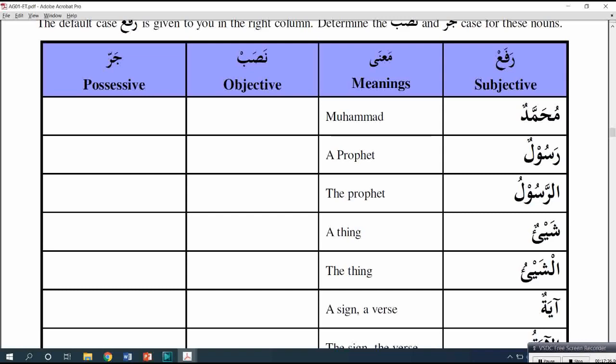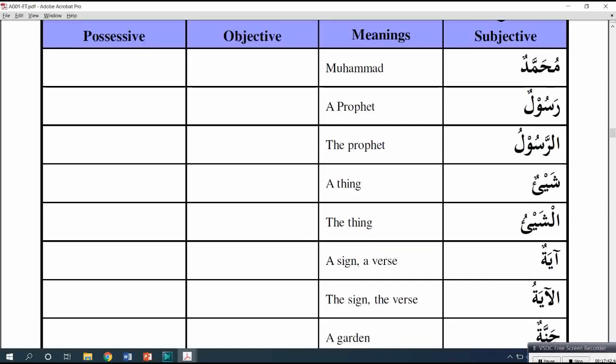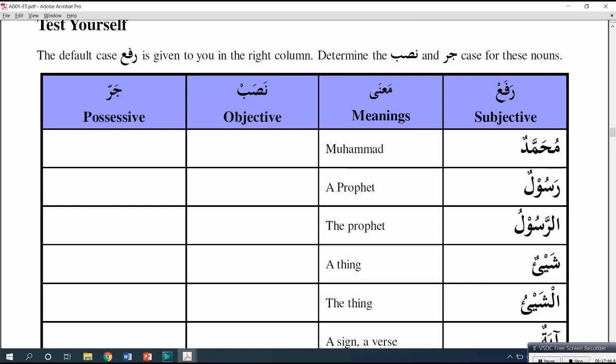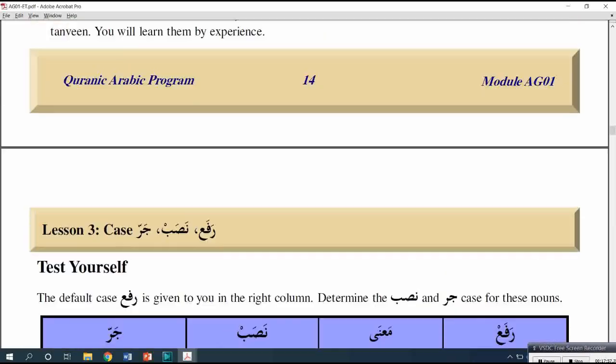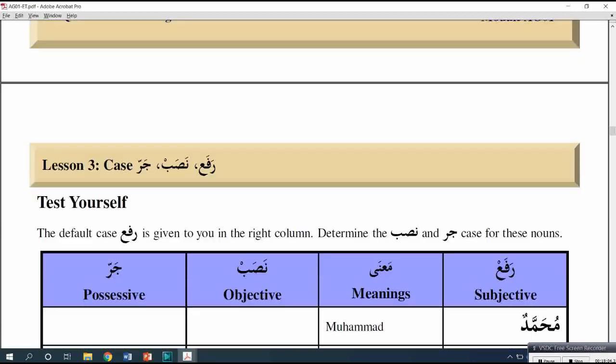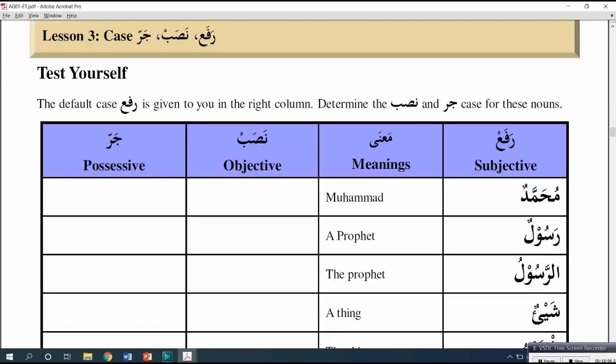So what's the benefit of this? Especially when you look at the end of the word, the harakat of rafa, nasb and jar, which change at the end of the word, you will find whether it is subjective, objective or possessive. So you will be able to understand the meaning of that.